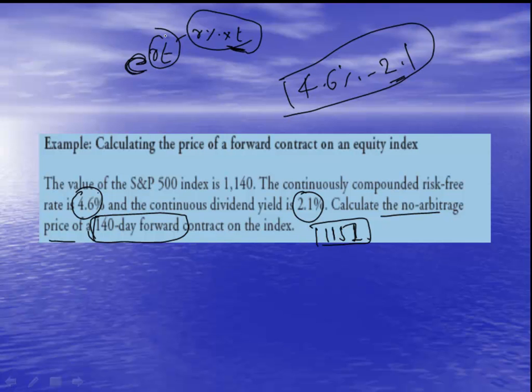Convert it to continuous and then calculate. But I don't think that kind of question you would see. But yes, you can always. If there is a continuous dividend yield, the only way to solve this is to make it a continuous RFR. Oh, yes.